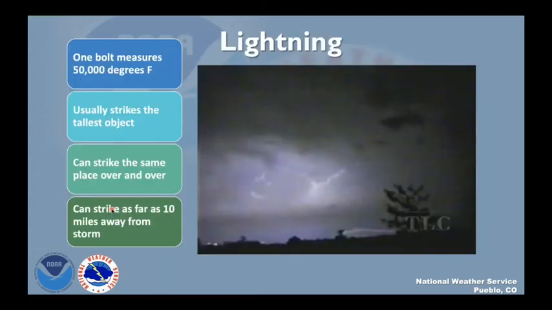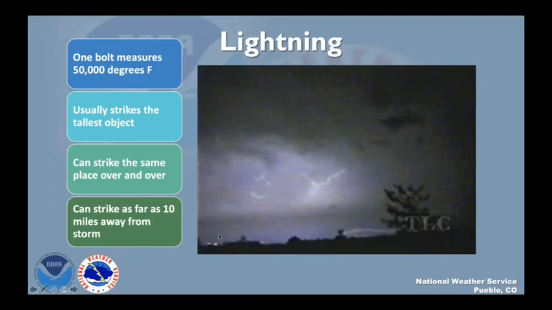So let's talk about lightning. This is something I learned back in elementary school: one bolt of lightning is hotter than the sun, 50,000 degrees Fahrenheit, hotter than the sun. That is just a crazy thing to think of.